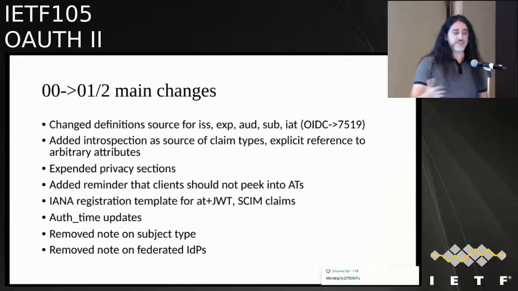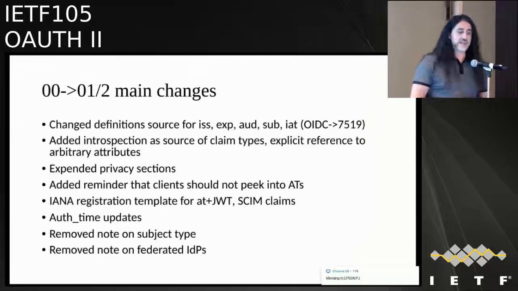Then I added more details in the privacy sections, in particular as a result of early feedback and also misunderstandings. For example, people started saying things to the effect of, now that I know the format of the access token, I can look inside the access token from the client, which is clearly not a good idea. So I added language explicitly to prevent that. Although I'm told that it's super early, I added anyway all the registration templates for IANA. And for the auth time, I have an open issue, so I'll hold on that.